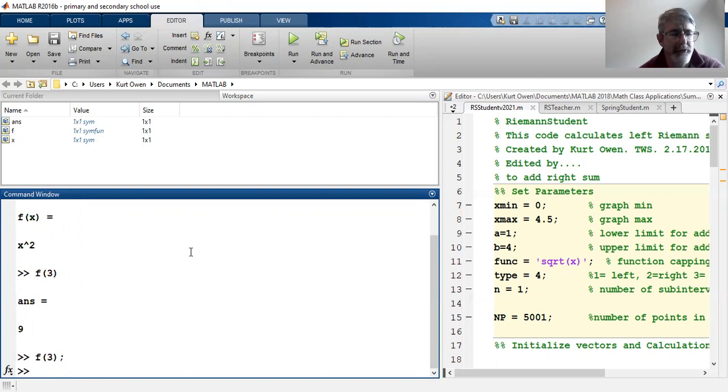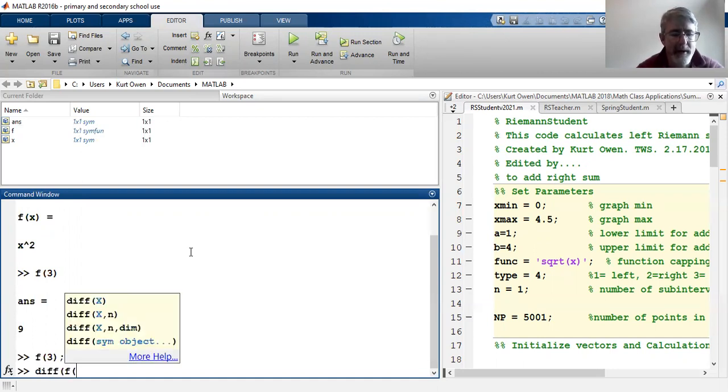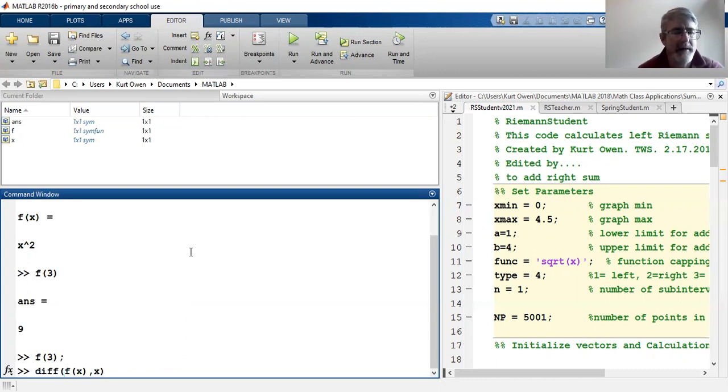It suppresses the answer. Now, what I might want to do is find the derivative of f(x). So let me just do diff, that's for differentiate, f(x), comma x. That means differentiate f(x) with respect to the variable x, like df/dx. So the comma x is with respect to x. Sure enough, the answer is 2x.